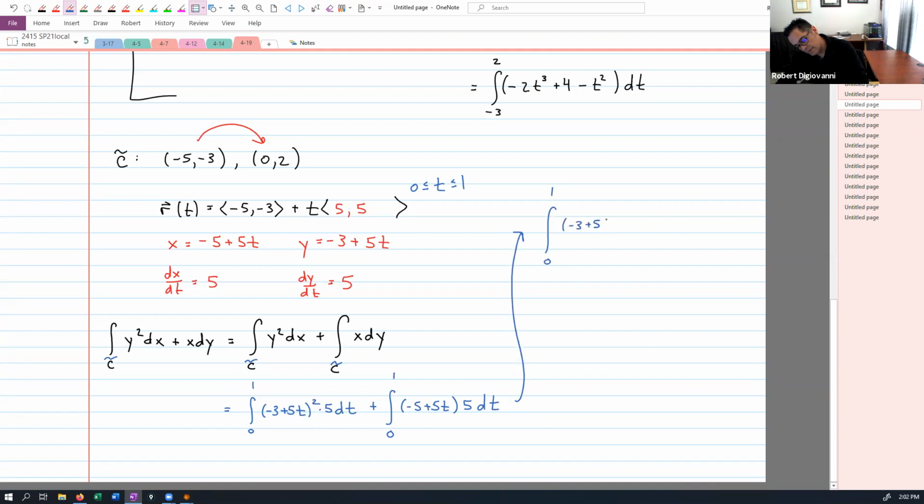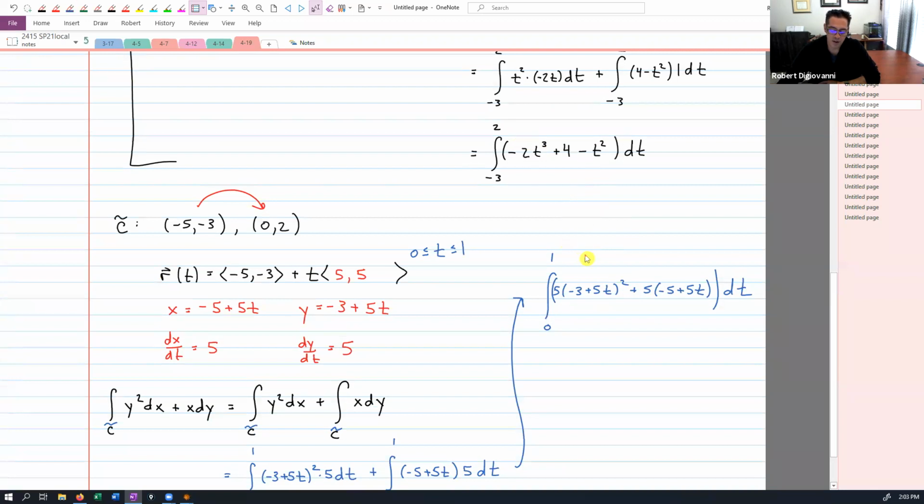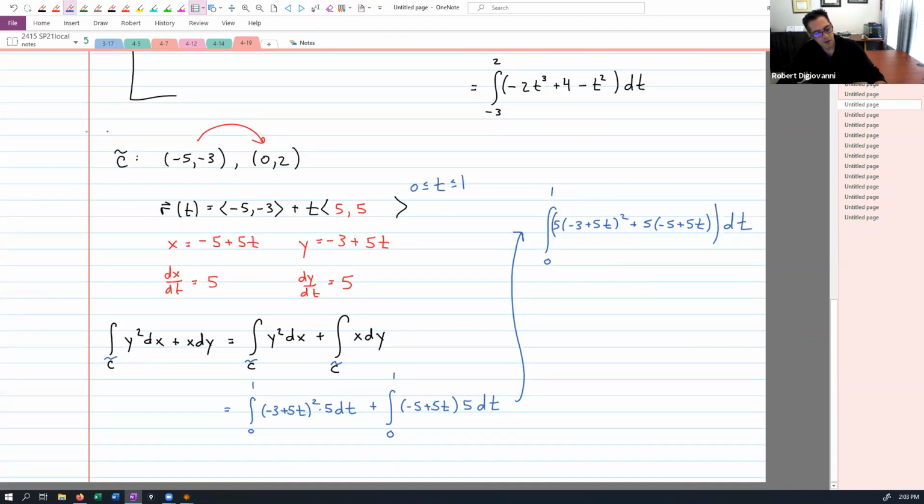-5 plus 5t squared, plus, oh, times 5 again. I'll put the 5 out front. Plus 5 times -5 plus 5t, all of that dt. I'm not even going to check it on a computer. You'll just have to trust that if you did these two, you get two different answers. Questions?